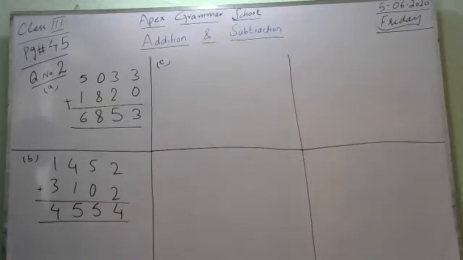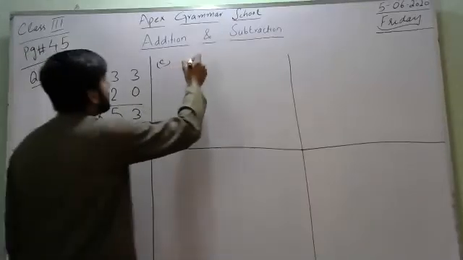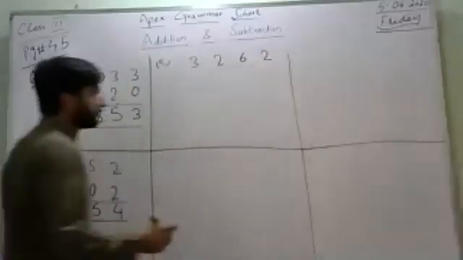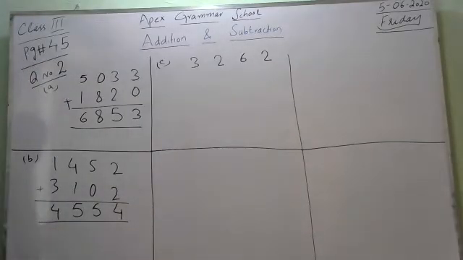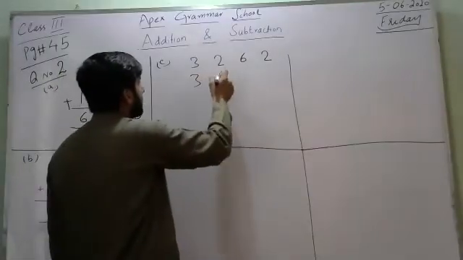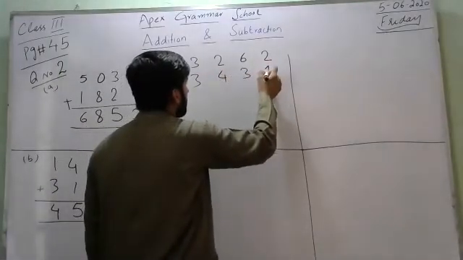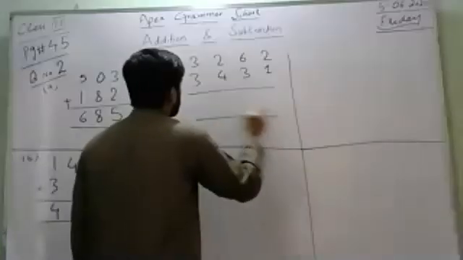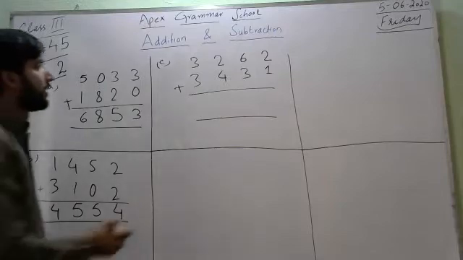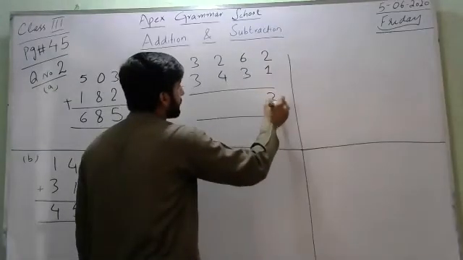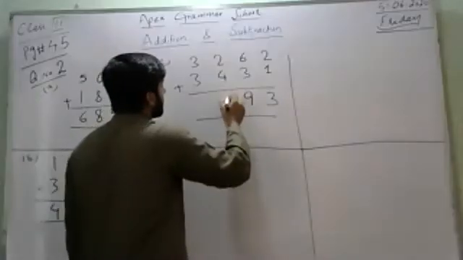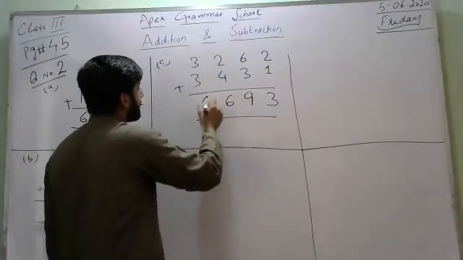C part is 3, 2, 6, 2, and 3, 4, 3, 1. 2 plus 1, 3, 6 plus 3, 9, 2 plus 4, 6, 3 plus 3, 6.